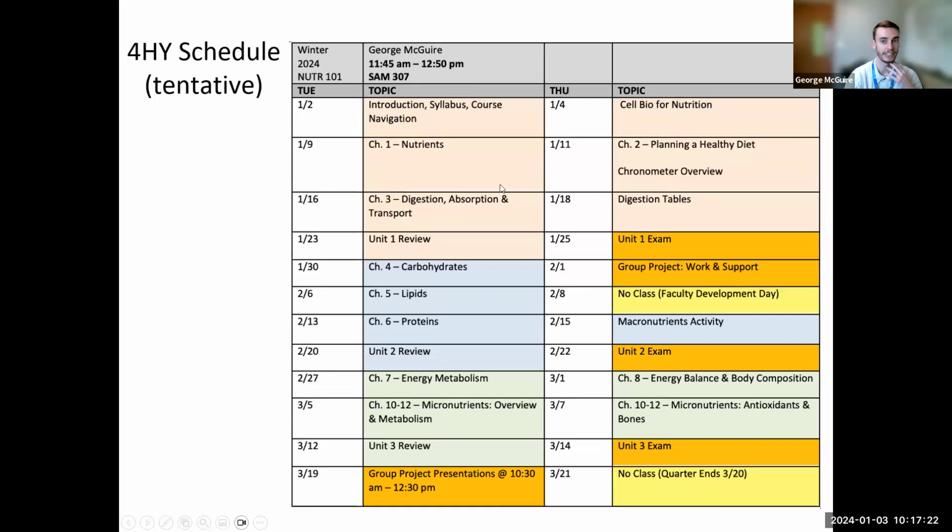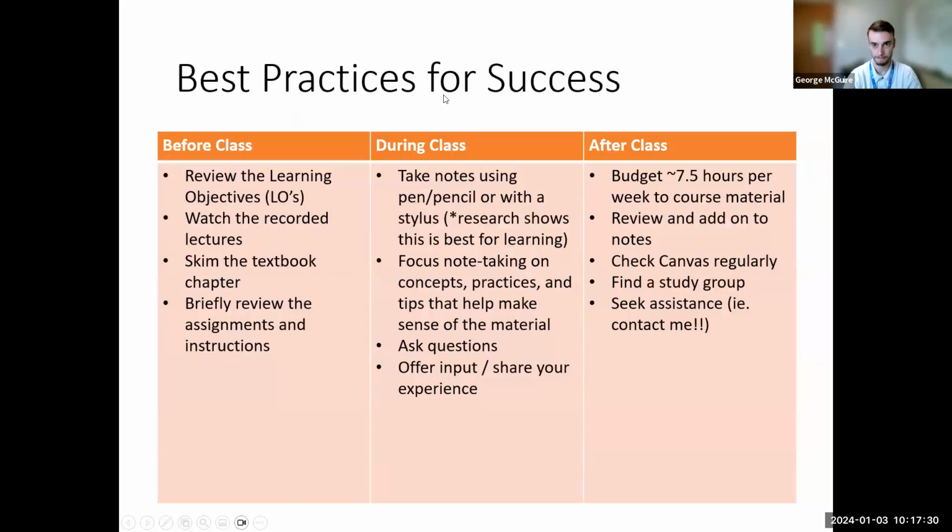Day and then Veterans Day. Whereas for section 4, we only really missed 1 day throughout the quarter because of Faculty Development Day. So just keep that in mind.